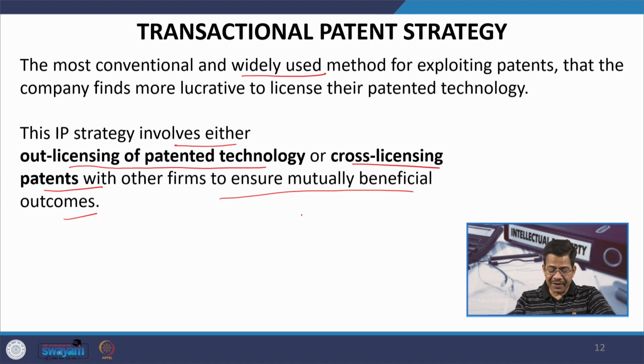Like in the case of SEPs, it is the most common way of IP strategy. Unless cross licensing takes place, organizations will not be able to use these SEPs.